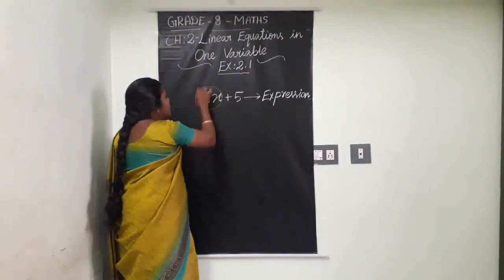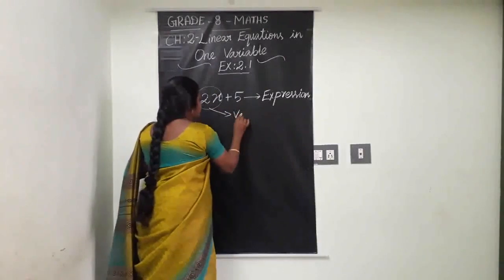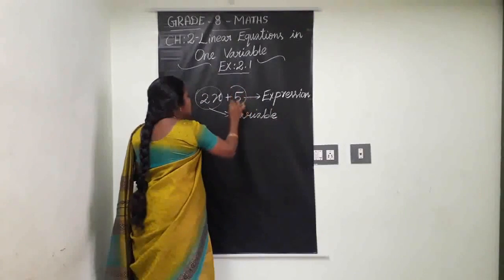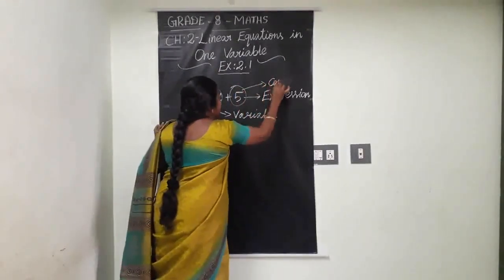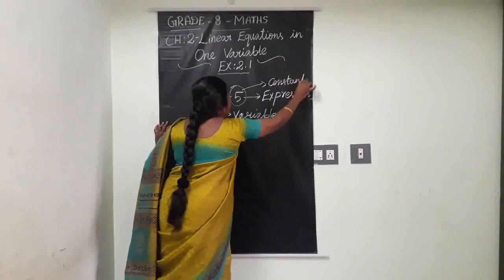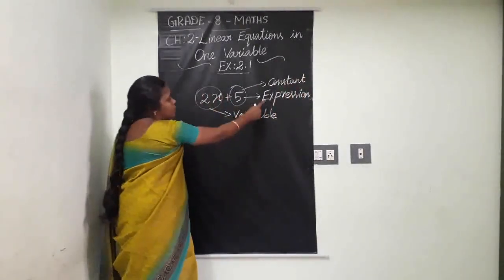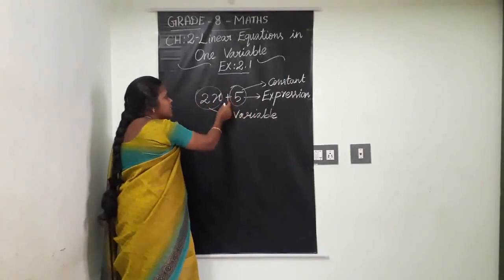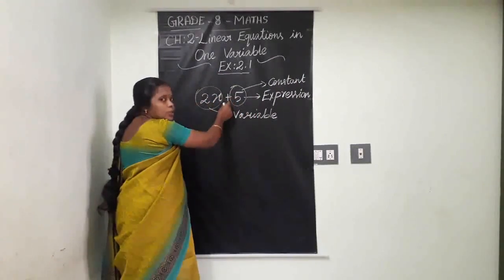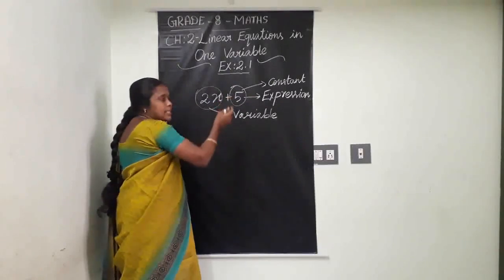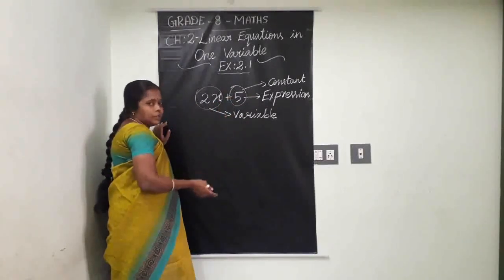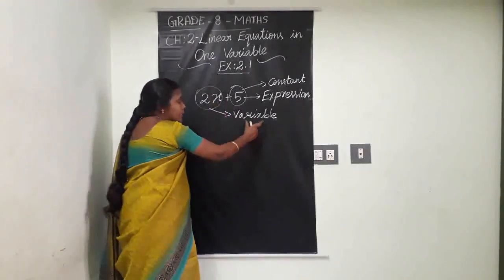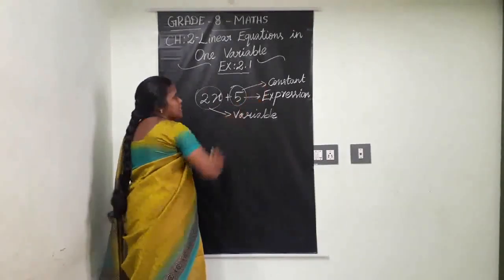2x is variable. This 5 is constant. Actually, the expression means the combination of variable and a constant connected with the operations. Operations means, you know well, plus, minus, that means addition, subtraction, multiplication, division. See this, here plus is given. 2x is variable term. 5 is constant term.